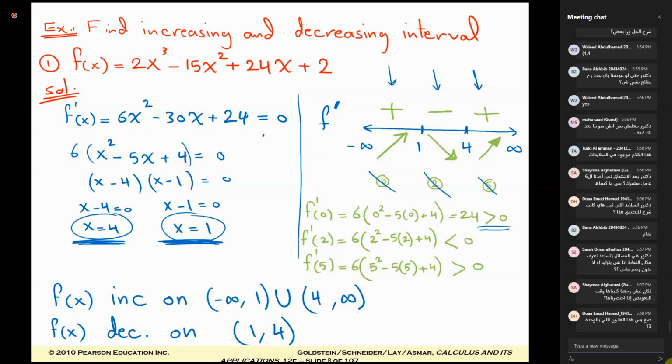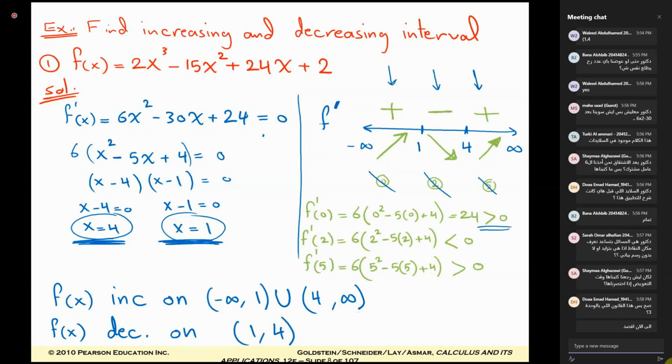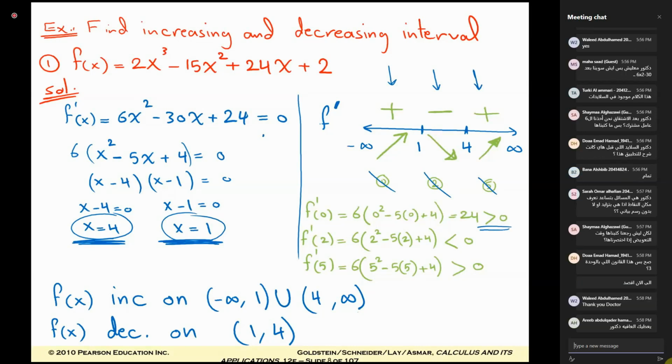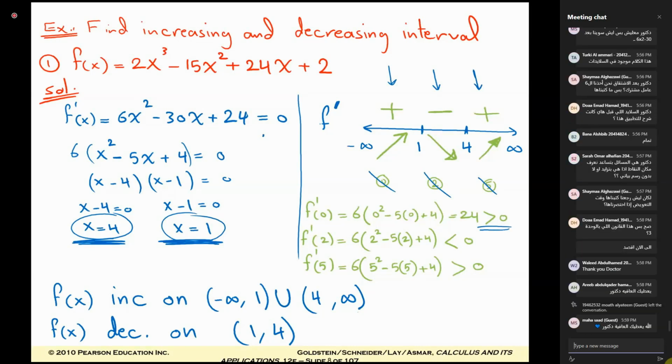طيب، المحاضرة القادمة إن شاء الله بنكمل عن الانكريز والديكريز بمثال ثاني وثالث، بعدين نبدأ في يعني نكمل على باقي المطالب إن شاء الله. So next إن شاء الله lecture we put more exercises about increase and decrease and solve them, so continue to study the other subjects in this chapter. Okay. يعطيكم العافية جميعا.